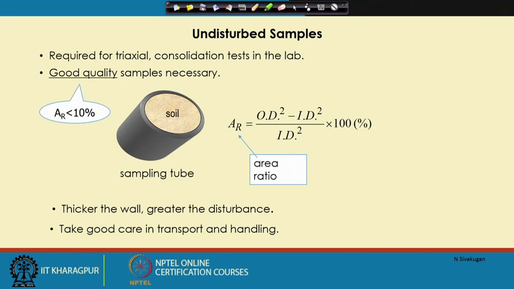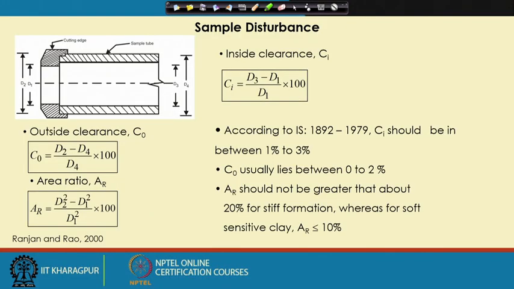And then once we collect the undisturbed soil sample, we have to take care during the transportation, during the testing in the lab, and during the handling of this sample. So, next one is the sampler disturbance. The IS code also recommends some additional guidelines.